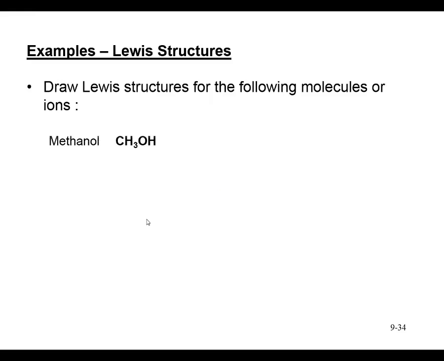Let's try to draw the Lewis structure for methanol, which is also known as wood alcohol. It's quite toxic. It metabolizes in the body to form formaldehyde, which attacks your optic nerves and can cause death if you consume very much of it, so you want to be very careful with methanol.